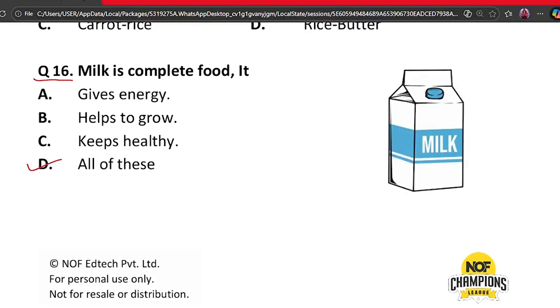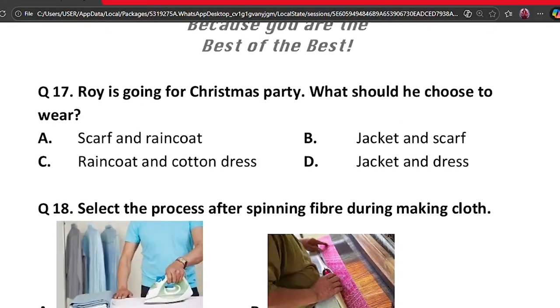All of these. Next question is question number 17. Roy is going for a Christmas party. What should he choose to wear? A. Scarf and raincoat. B. Jacket and scarf. C. Raincoat and cotton dress. D. Jacket and dress. The correct answer is option B, that is jacket and scarf.